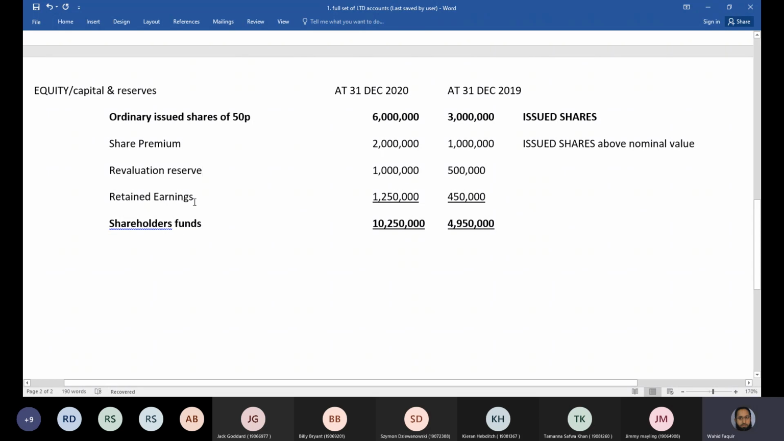And finally, you've got your retained earnings. And your retained earnings are a reference to your net profit, but it's a bit more complicated than that. But essentially, it's your profit that you've kept in the business. That's after your taxes and after your dividends.